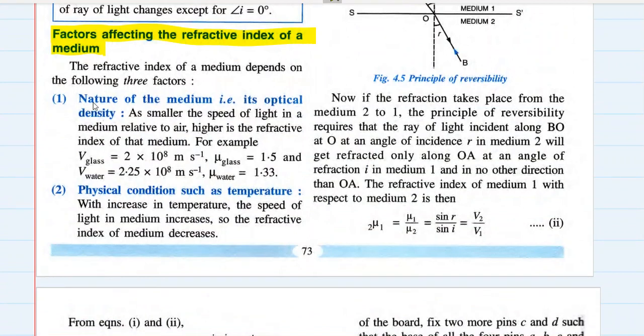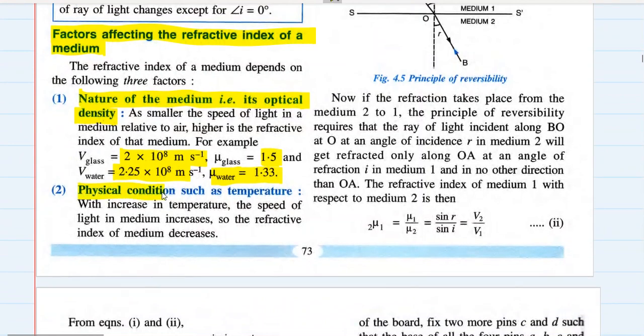So the refractive index of a medium depends on the following three factors: first, the nature of the medium, that is its optical density. If the optical density is higher, the refractive index of that medium is higher and the speed of light in that medium will be less. If the optical density of the medium is a little less, then the refractive index will also be less and the speed of light will be more. So smaller the speed of light, greater the refractive index. Greater the speed of light, smaller the refractive index. This we have discussed before also.